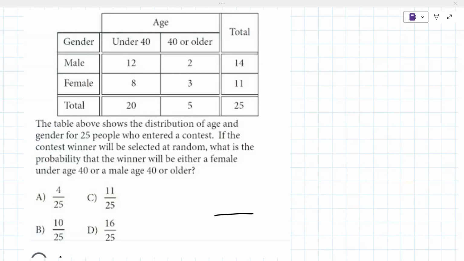So for the first one, female under age 40, 8 out of 25. Okay. Then male 40 or older. Not two. What, yeah. Okay, so 10 out of 25. Which answer is that? B. Good. All right.